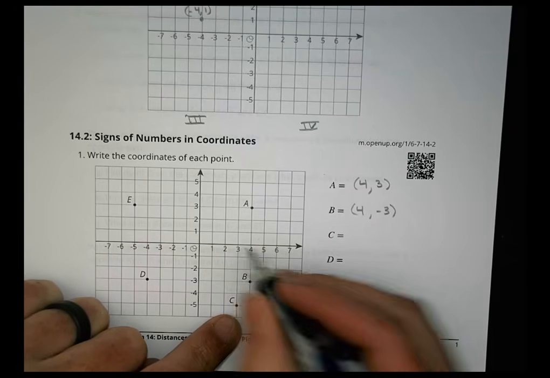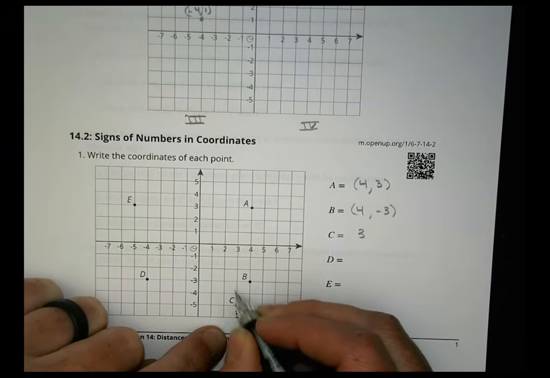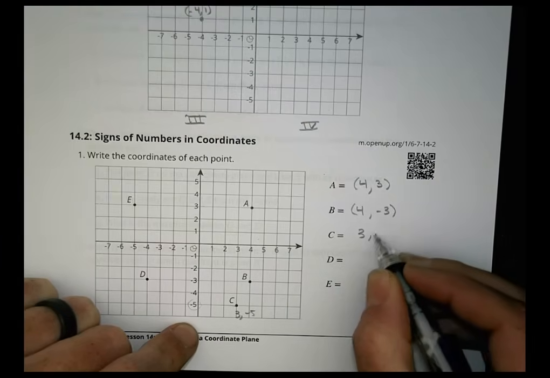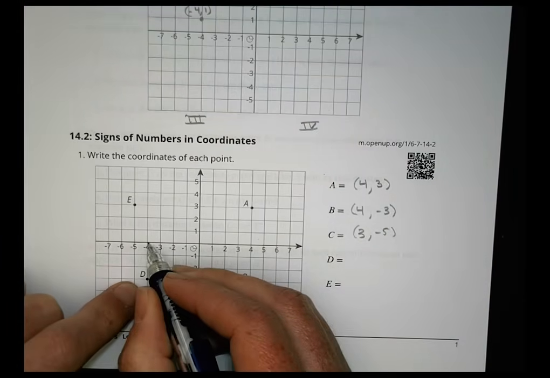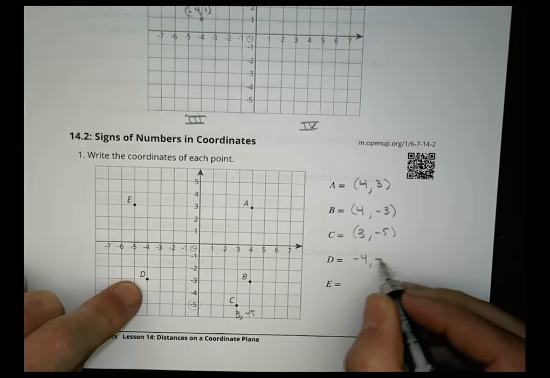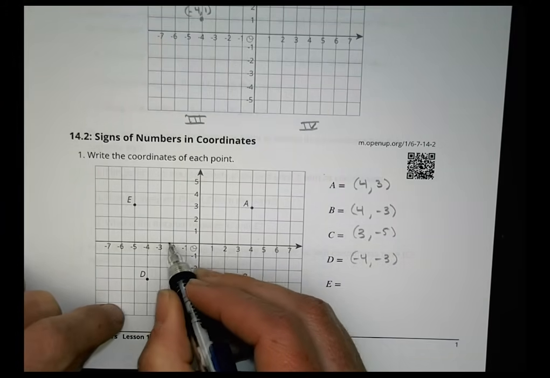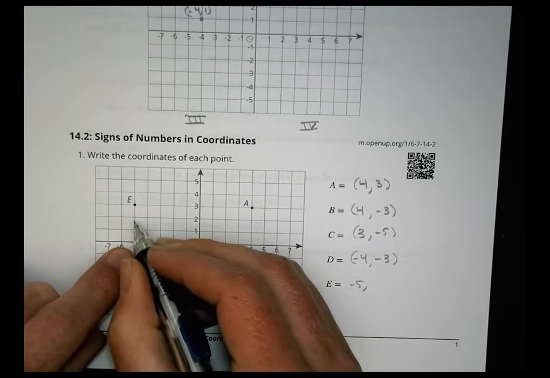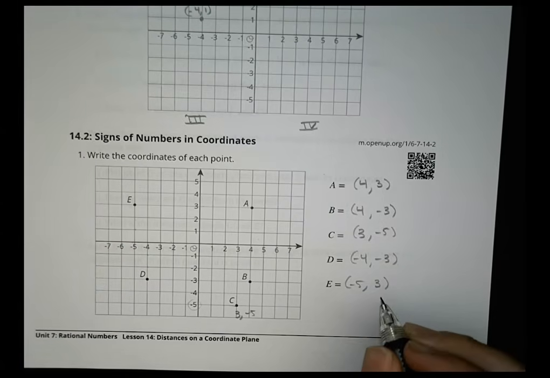C is located at 3, all right, here it is at 3, and it's going down to -5. -5 right there. D, so we're going over -4 and down 1, 2, 3. So over -4 and -3 for D. And E, we're going 1, 2, 3, 4, 5, -5, and going up 1, 2, 3. And going up 3 like so.